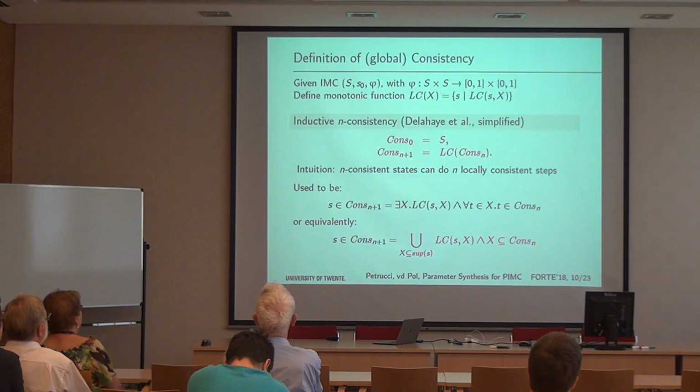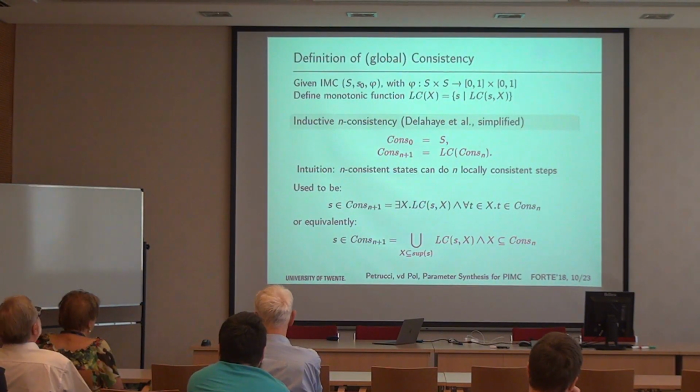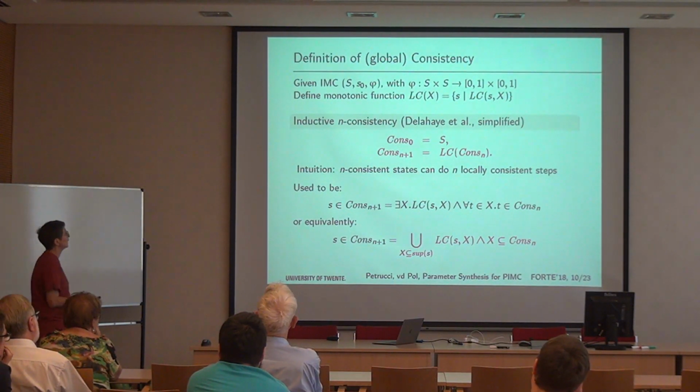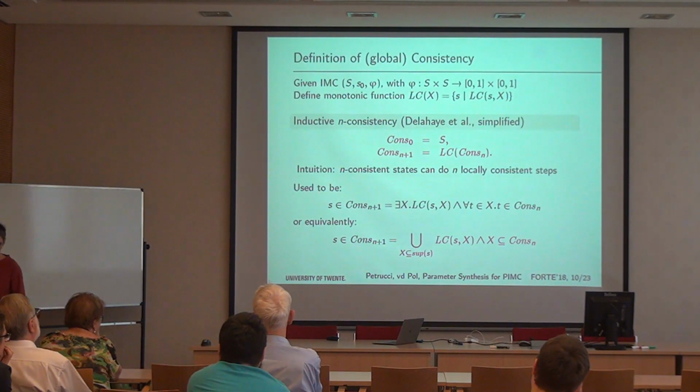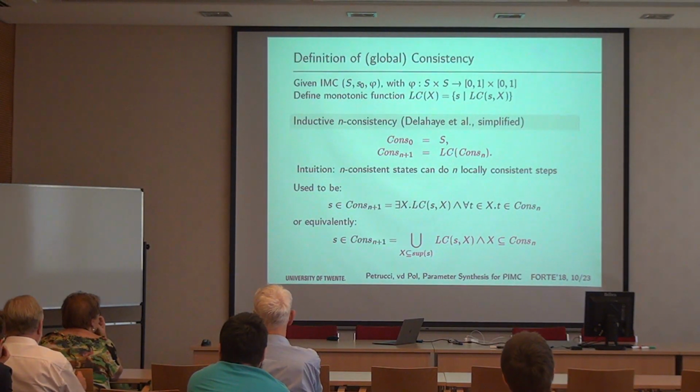When we look at global consistency, what happens? So we have this monotonic function of local consistency, and here we are looking at an interval Markov chain. There was a definition of consistency that was inductive, given by Delahaye, Lim, and myself. It was inductive in the sense that you look at some level, and then you look at the next level of consistency and so on until you reach a fixed point.